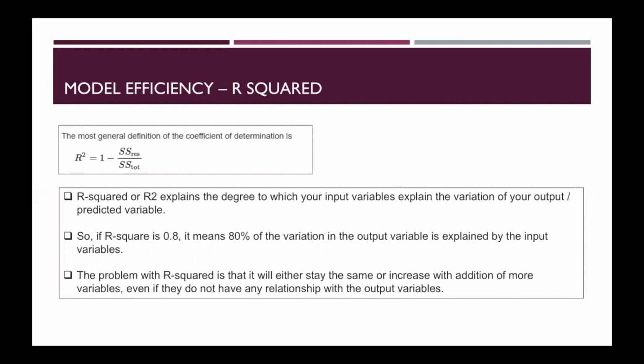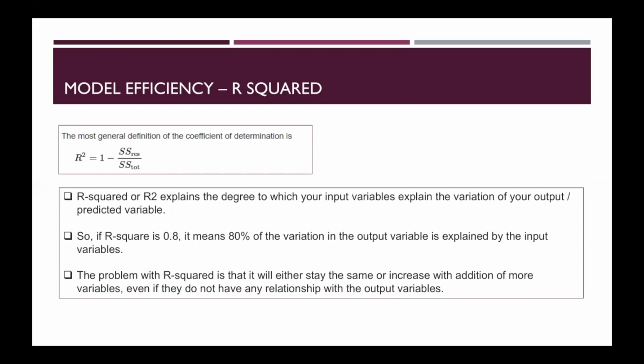So once our model is created, there are a few parameters which we need to understand in order to know how our model is working. Model efficiency can be determined using the R squared parameter. R squared, or sometimes we call it R2, explains the degree to which your input variables explain the variation of your output or the predicted variable.